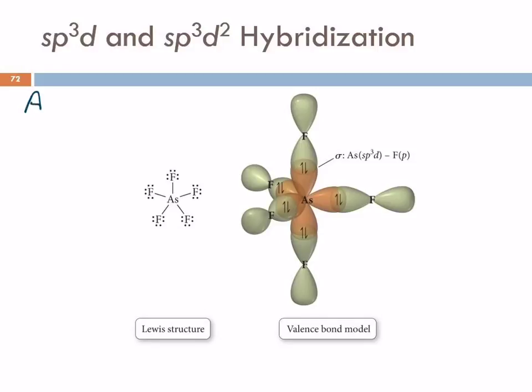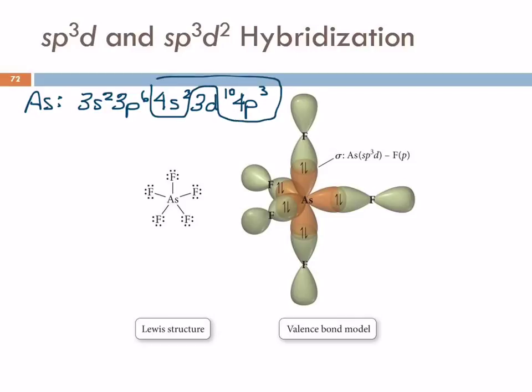Let's just draw the electron configuration first. It's going to have 3s2, 3p6, 4s2, 3d10. I probably started too soon. 4p3. This is the part we're really interested in. These are the valence electrons for arsenic. Everybody okay with that? I should have just started with the 4s. So we've got 2 in the s and 3 in the p.